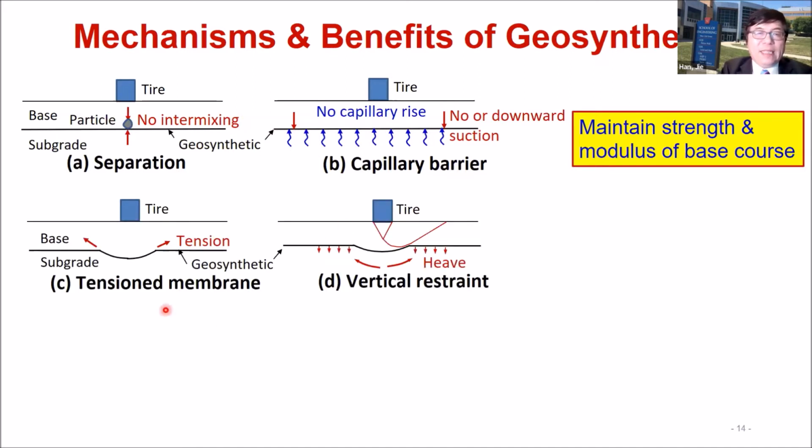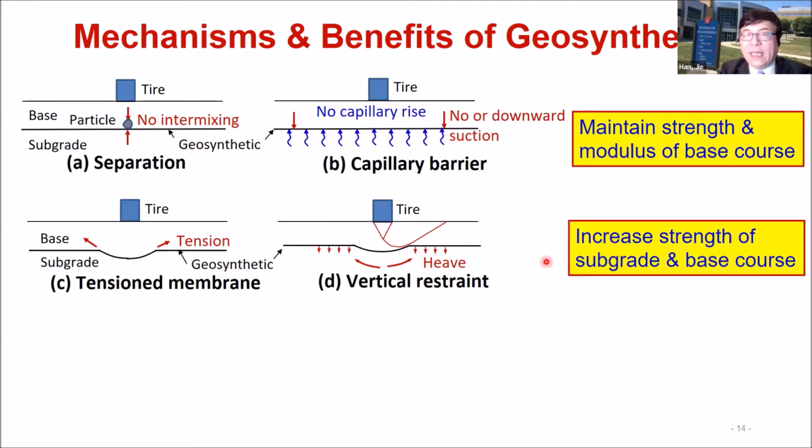Now, the next category basically is tension membrane and vertical restraint. For the tension membrane, we already talked about how the vertical component of the tension membrane can carry the load. Basically, it can increase the capacity of the subgrade. Now, for this vertical restraint, if you place geosynthetic here, you can prevent the failure surface from going deep. Okay, that will increase the bearing capacity of the base course. In addition, for the subgrade, when traffic loading starts to heave it, the geosynthetic will try to minimize the heave, which will increase the bearing capacity of the subgrade. So for this case, geosynthetic can increase the strength of the subgrade and the base course.